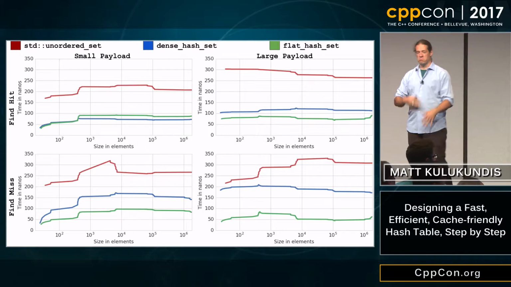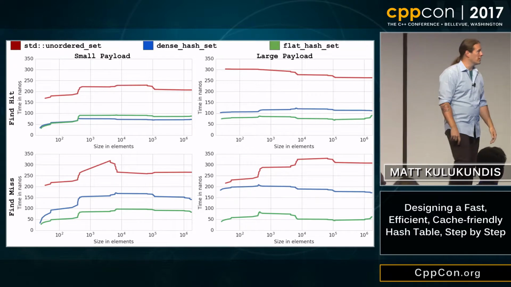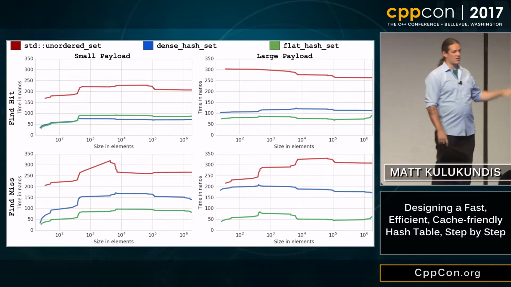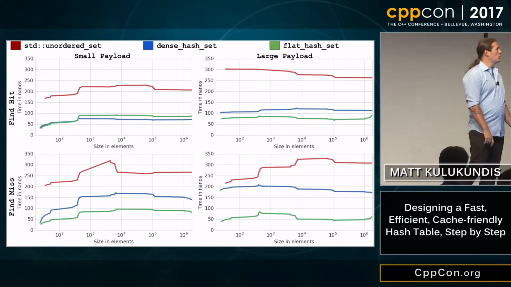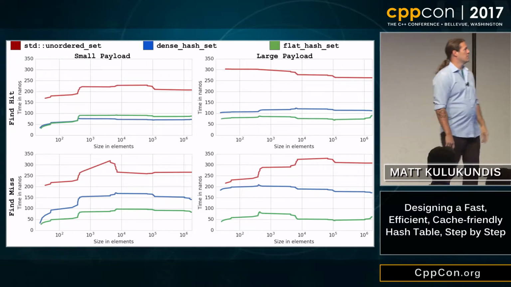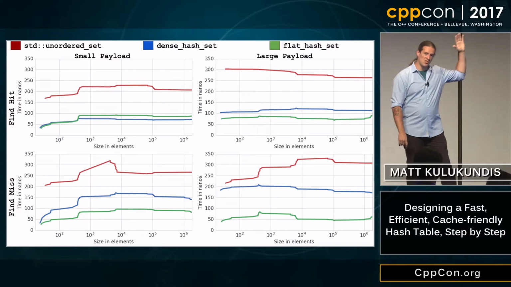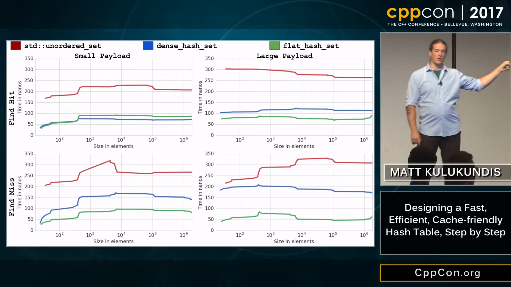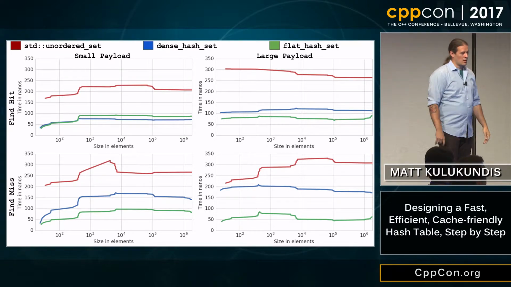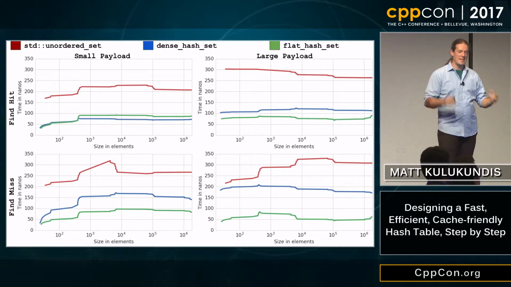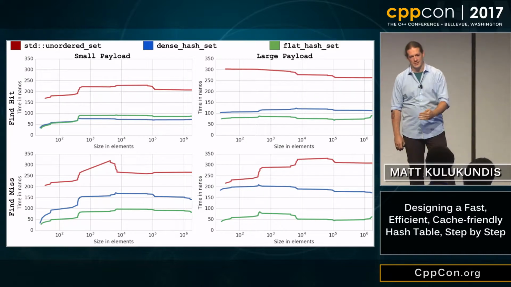Let's look at a little bit of graphs. I know there are a lot of graphs because if you don't have only one graph, it's hard to read. The red is std::unordered_set. For those of you who are colorblind, that is the top line in all graphs. The blue is dense hash set. The green is our new thing, flat hash set. The left column is small payloads. These are 4-byte payloads. The right column is 64-byte payloads. The top is when you are finding an element that is in the table. The bottom is when you are finding an element that is not in the table.